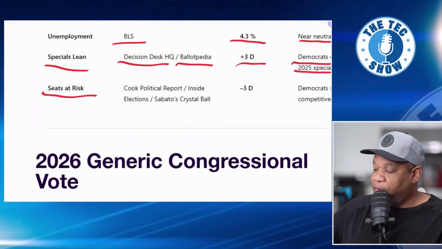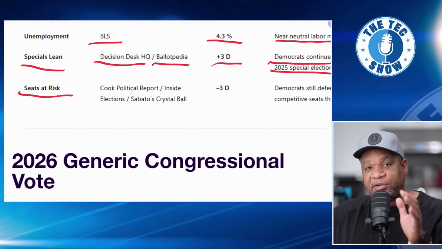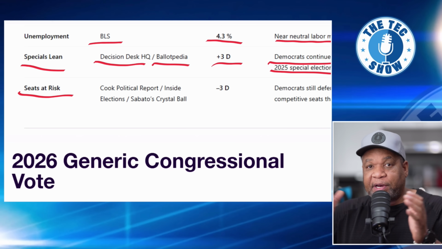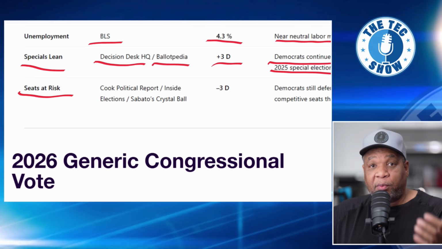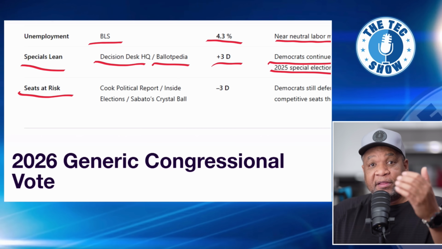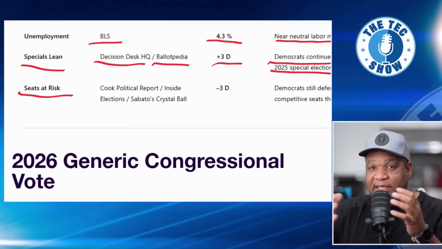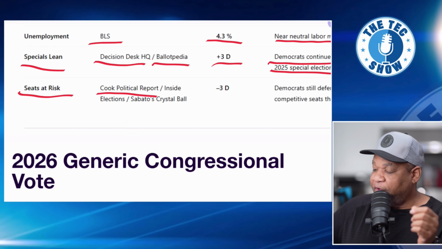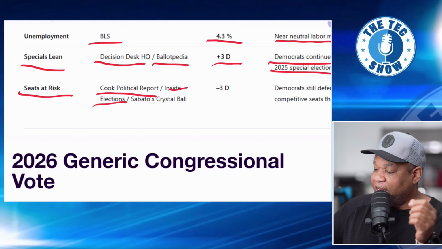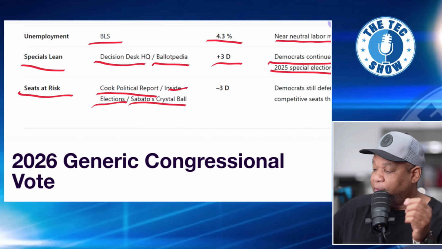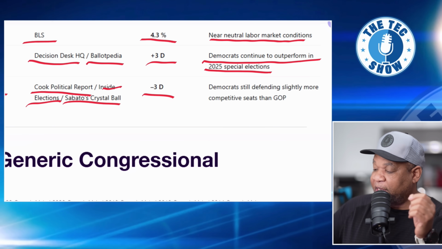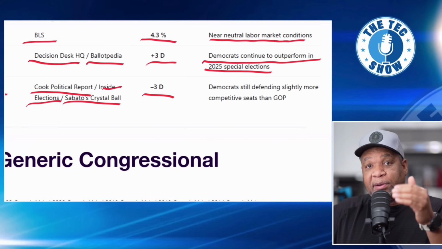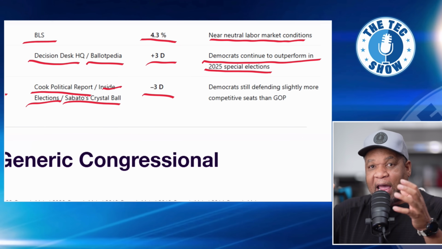Now let's look at seats at risk. Now, before I even talk about this, you have to understand this will address some of the redistricting questions, because I've had some people ask me, what about redistricting? How is that going to impact the 2026 midterms? And so this will address some of that because it's talking about the seats that are at risk. We're getting this information from Cook's Political Report, Inside Elections, and Sabato's Crystal Ball. Right now, it favors Republicans. It says -3 for Democrats, which means that Democrats have 3 more seats than Republicans that are at risk, okay?